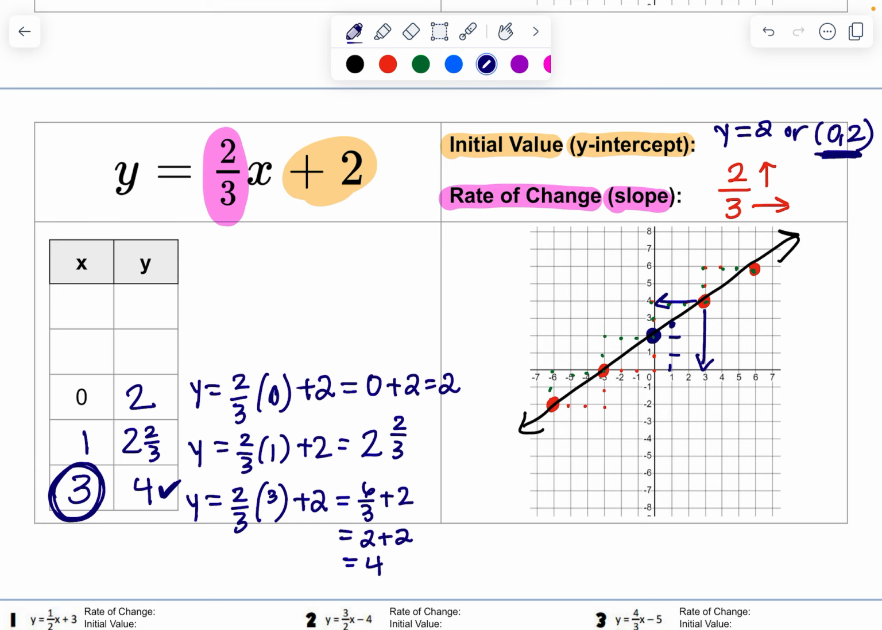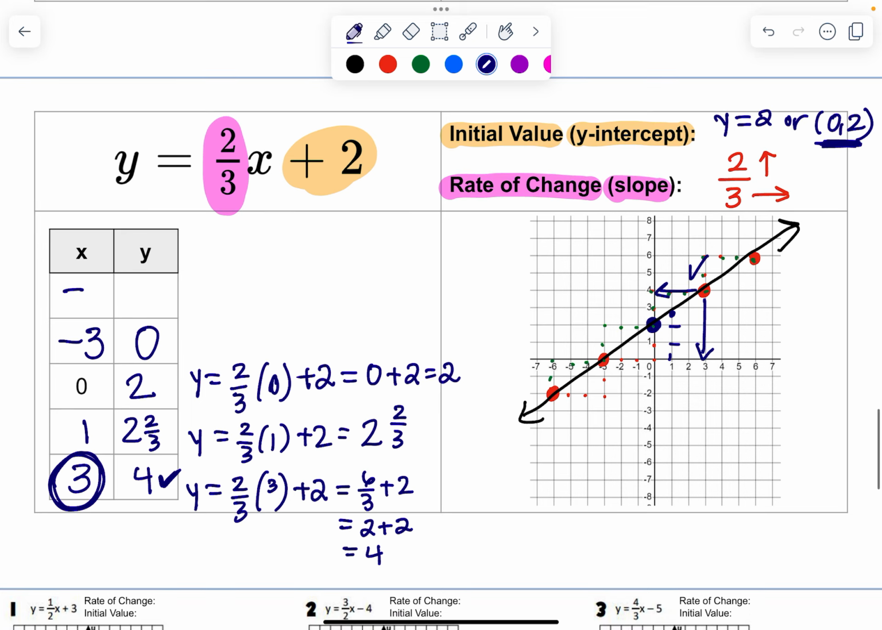Going to look at the other red dots on our graph. We have this one accounted for. What if x was -3? We can see that the y is 0. And if x is -6, we can see that the y is -2. We can also verify it with the math.